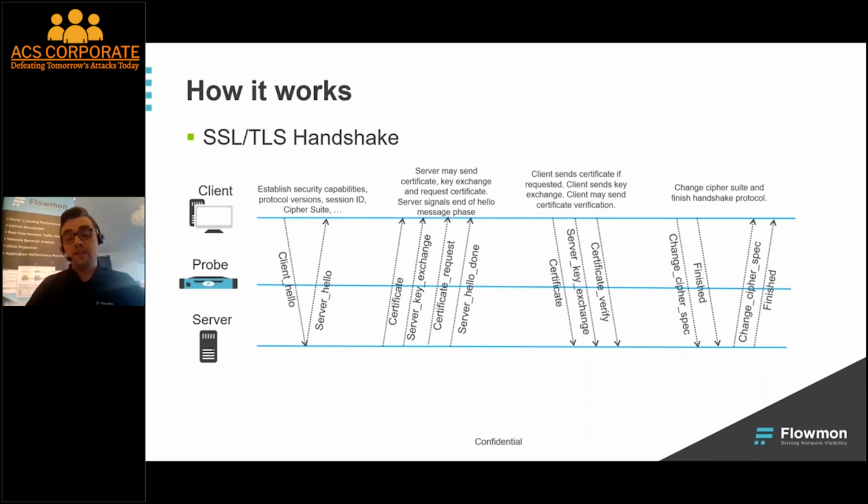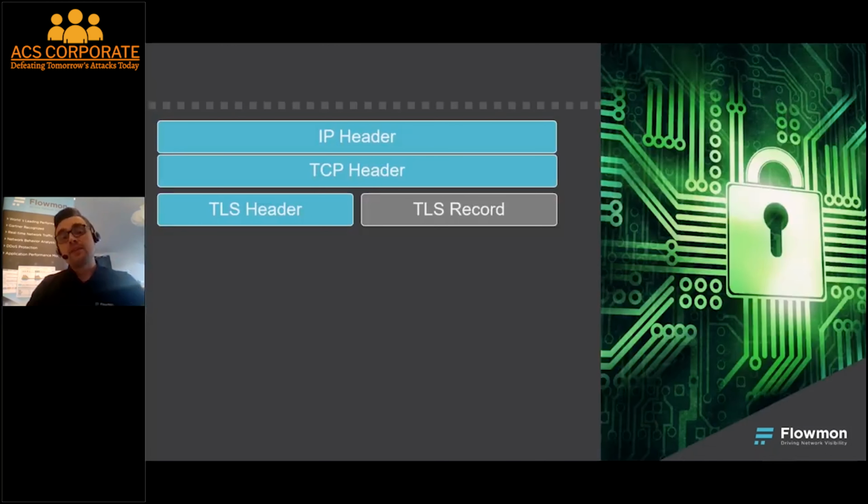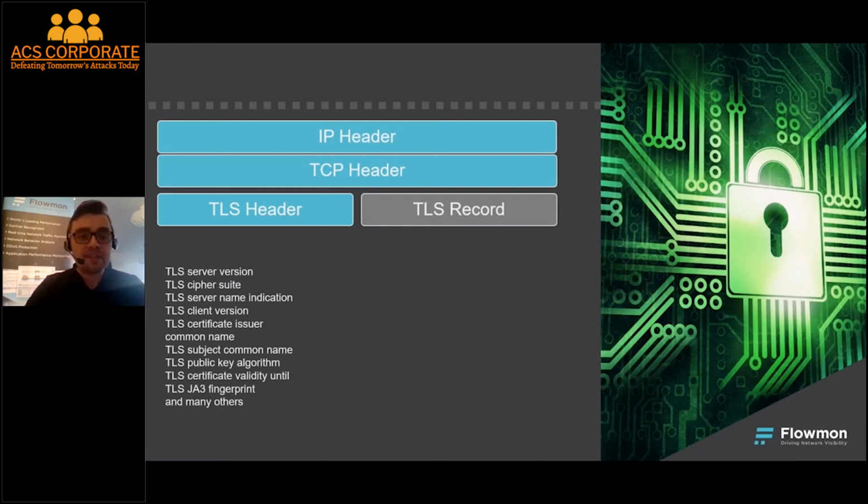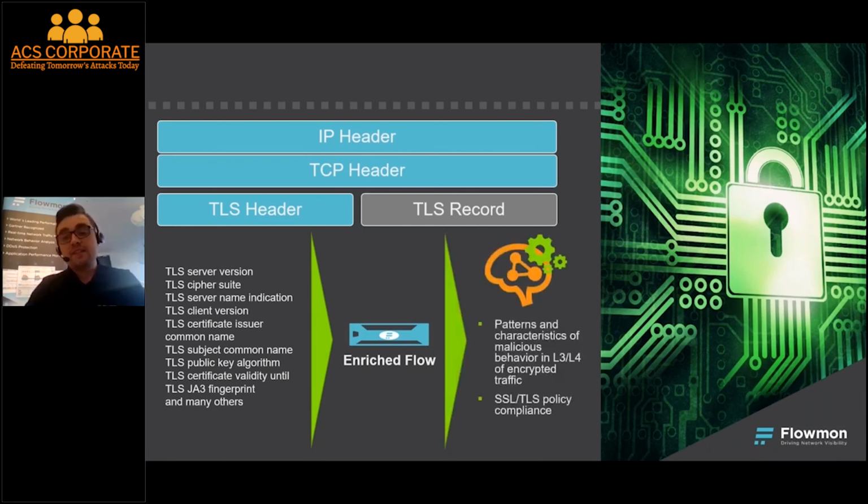That means that all this information is parsed from the traffic and stored together with flow data on the collector, which allows us to work with the data in the standard way. So to summarize, we have information from the IP header, TCP header, TLS header. Here you can see a snapshot of which information you can get from the TLS header, stored in the IPFIX enriched flow on the collector, and use cases. So then we can do network behavior analysis, and we can provide the SSL TLS policy compliance use case.